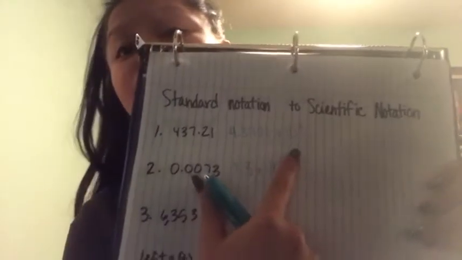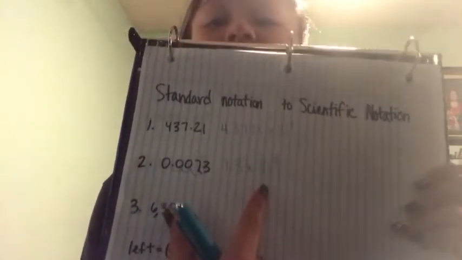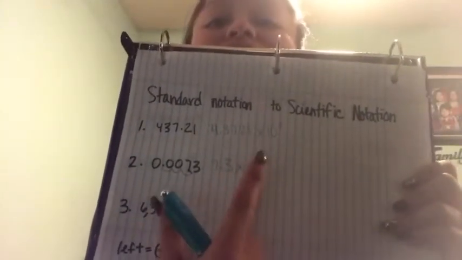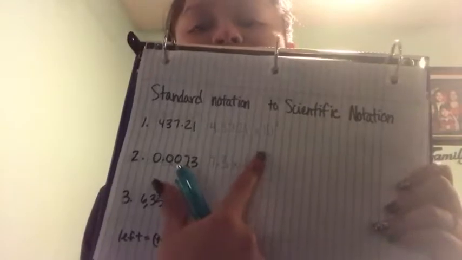So the first one we moved left, it's positive. The second one we moved right because the exponent will be negative.